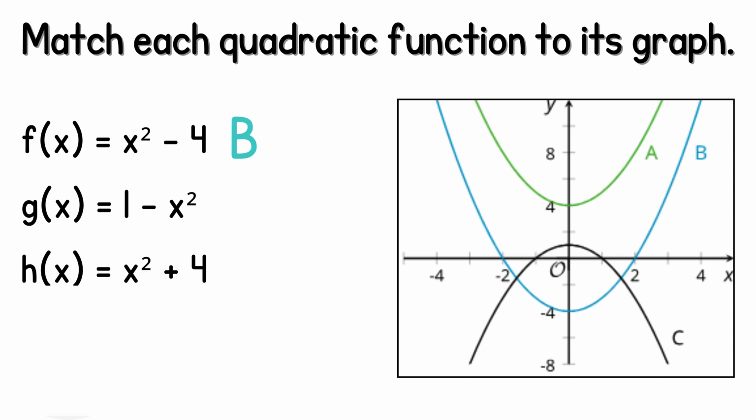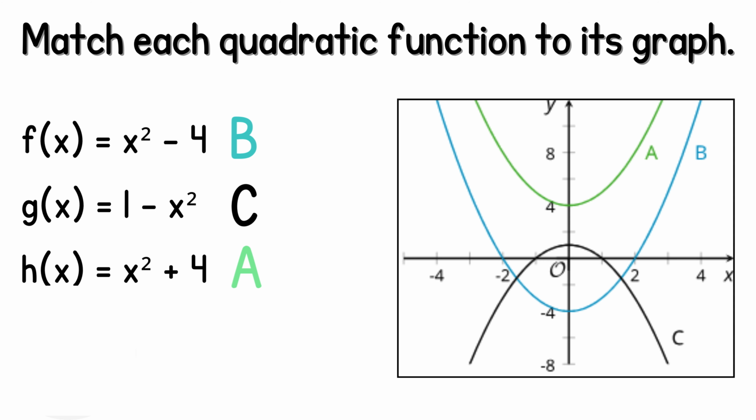Now let's look at g of x. First, let's put it in standard form so that our x term comes first. Now we can see that the a value is negative, so that's going to turn our parabola upside down. We can see that c is the only parabola that's upside down, so function g of x must match graph c. Now let's look at h of x. We know that it must be graph a because that's the only one that's left. And a has a y-intercept of +4, just like h of x suggests. So this confirms that a is our graph.